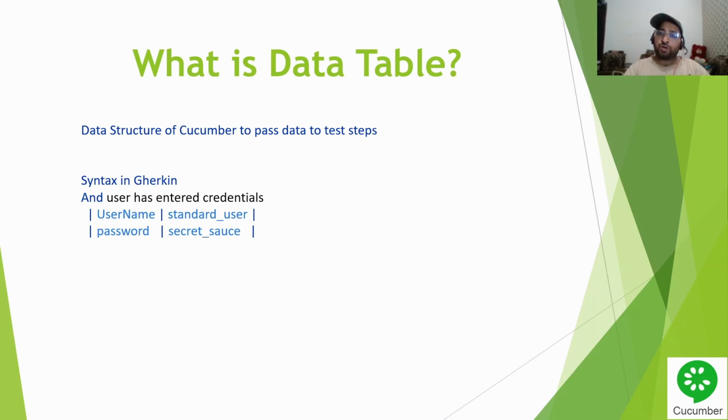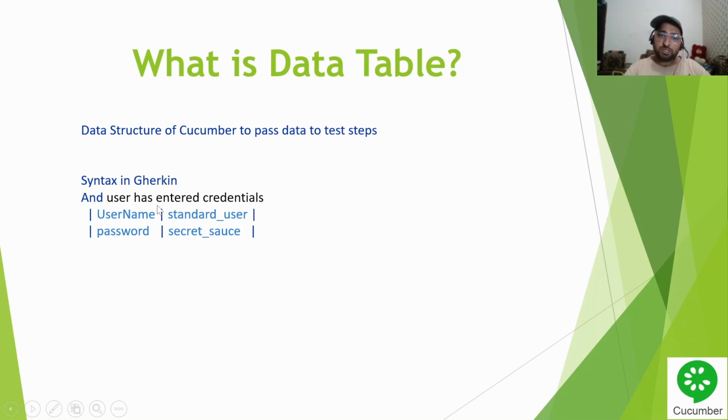Today we are going to dive deep into Datatable. Though we have covered Datatable at a high level as part of the Cucumber series already, today we are going to understand it at a low level and understand the numerous scenarios where we can utilize Datatable. So first of all, what is a data table? A data table is a data structure of Cucumber to pass data to a particular test step, right?